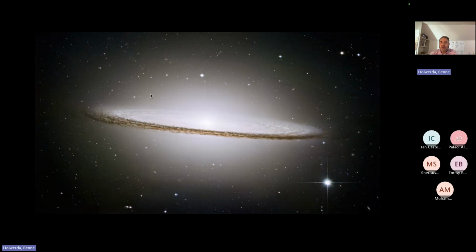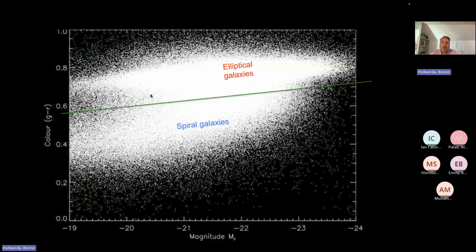So going through all these, do you see a ring? Do you see a dust ring? Can you see this edge on? Is this sort of edge on? Is this an elliptical? Is this a spiral? Do you see structure? So what you then see suddenly, red spirals.